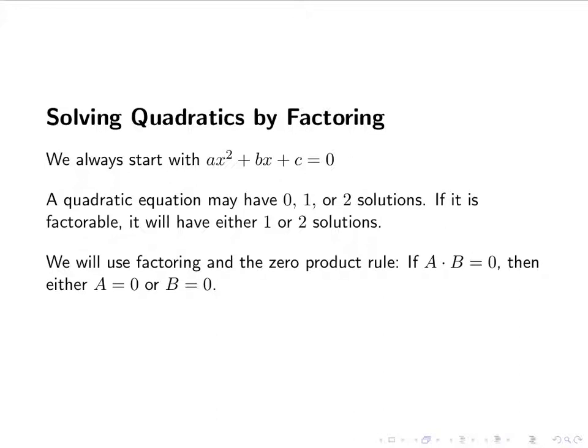So we're going to use factoring, and we're going to use what's called the zero product rule. And that states that if two numbers or two things are multiplied to get 0, then one or both of them have to be 0. I can't take two non-zero numbers, multiply them, and magically get 0.